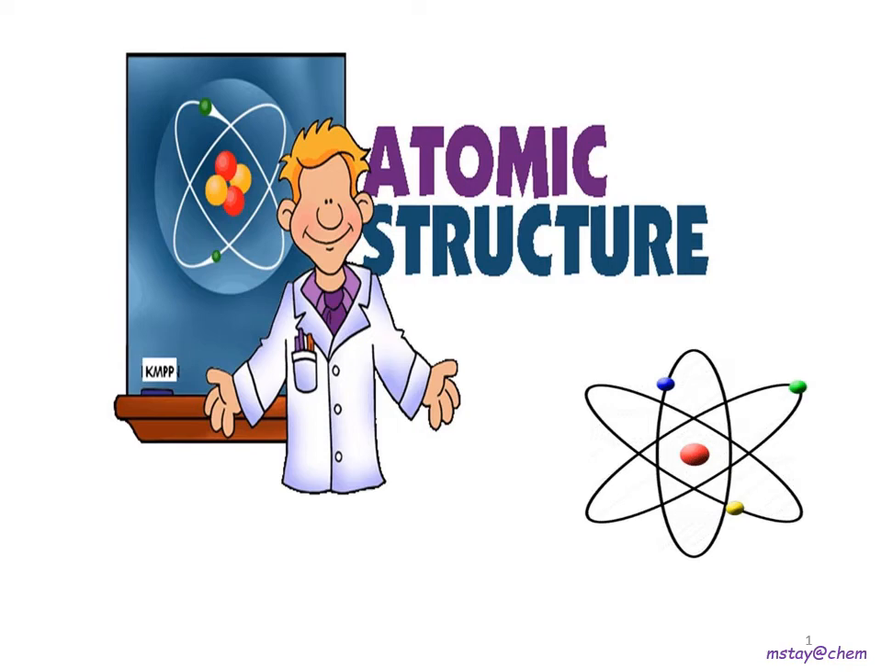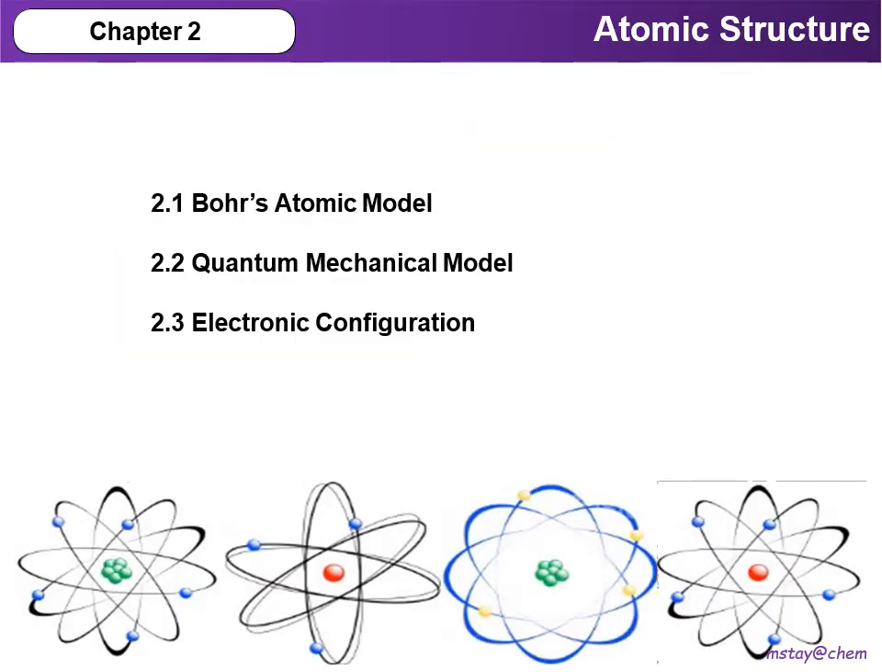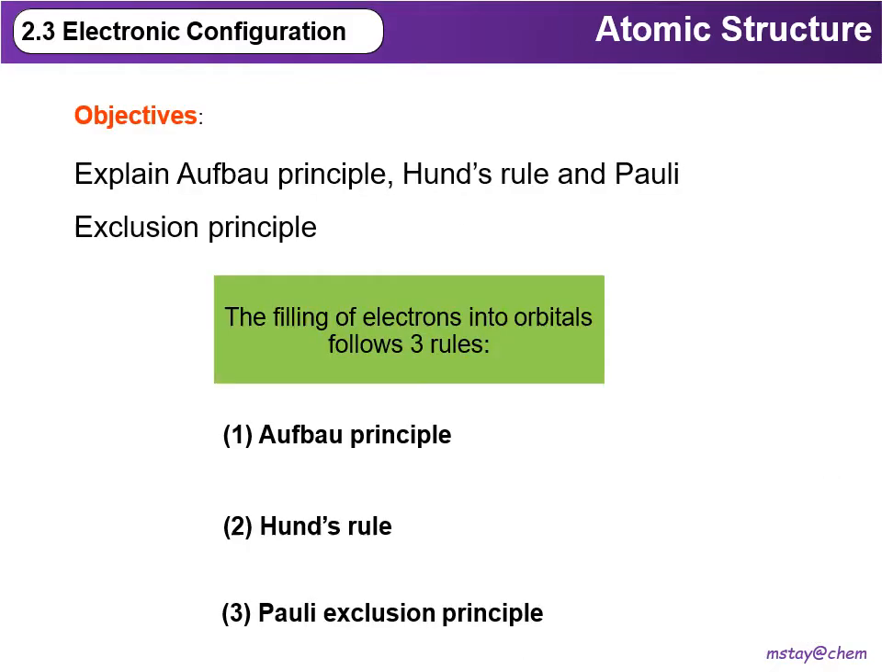Hi, welcome back to Chapter 2, Atomic Structure. In this video, we are going to continue with 2.3, Electronic Configuration. The objective of this video is to know how to fill the electrons into orbitals based on three rules: the Aufbau principle, Hund's rule, and also the Pauli principle.